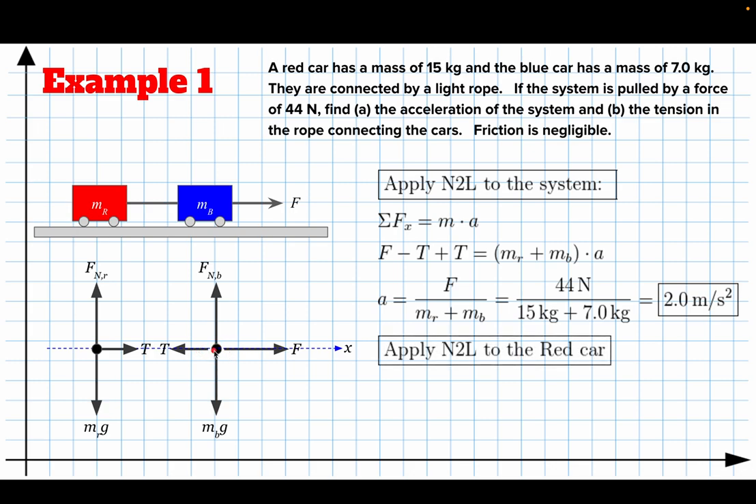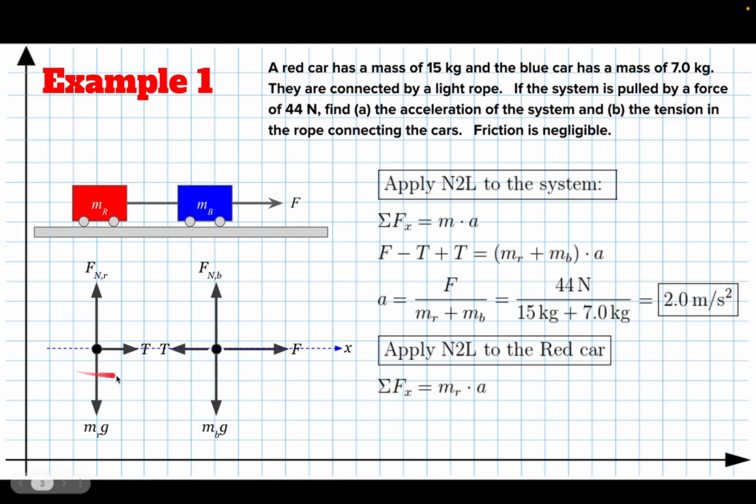So we can now apply Newton's second law to perhaps the red car. You could actually do it to the blue car and get the exact same result. But if I apply Newton's law to the red car, the second car here, in the x direction, the net force in the x direction must equal the mass times the acceleration. Now, we know the acceleration of the red car. It's 2. And we know the mass of the red car, which means if we could find the net force, we could solve it for T.